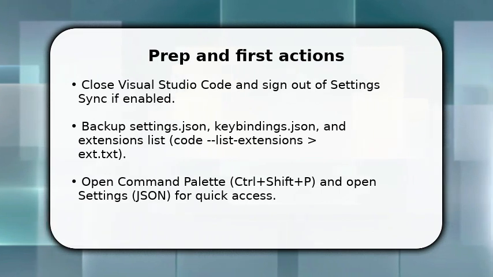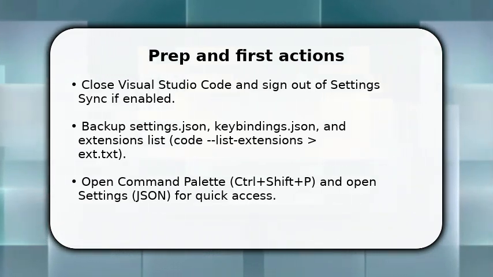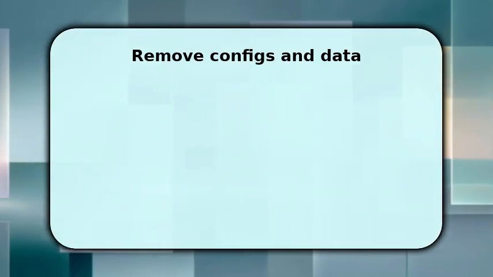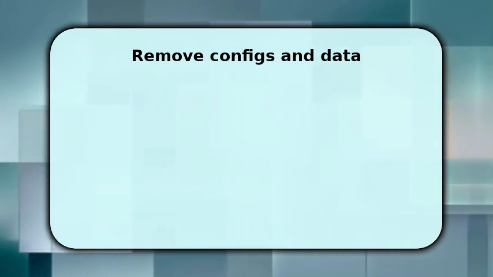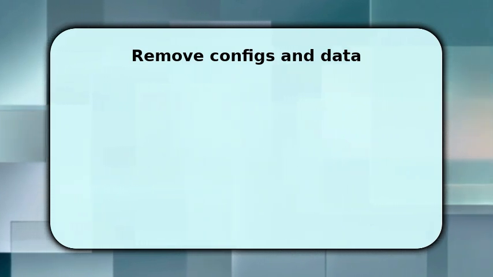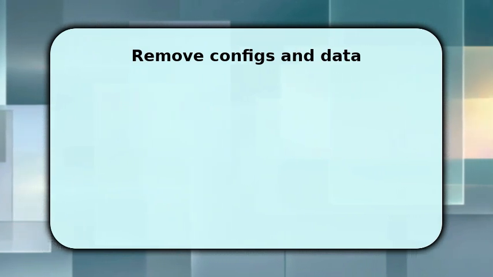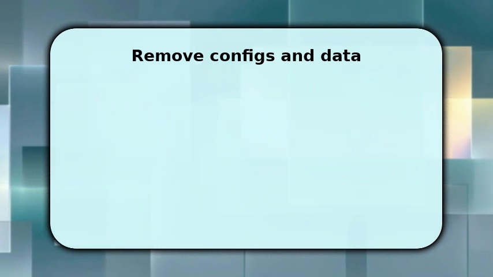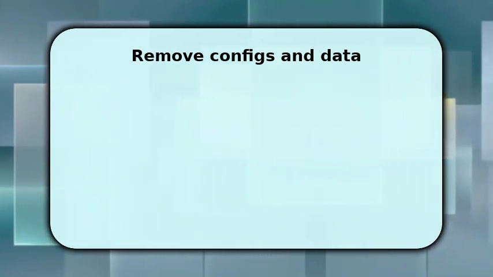Once done with backups, close VSCode and delete the configuration folders to wipe customizations. On Windows, remove %appdata%\Code and %userprofile%\.vscode. On macOS, delete ~/Library/Application Support/Code and ~/.vscode. On Linux, remove ~/.config/Code and ~/.vscode. Also clear the cached workspace storage and extensions folders inside those.